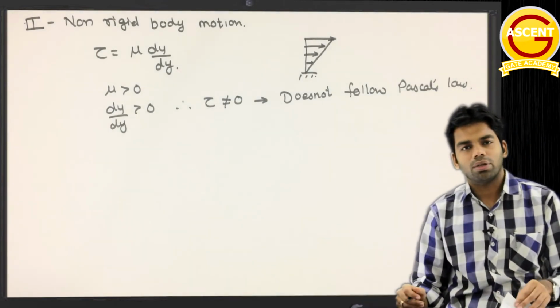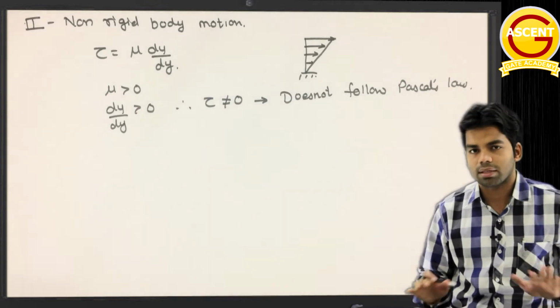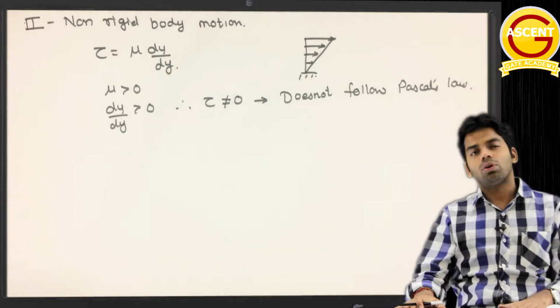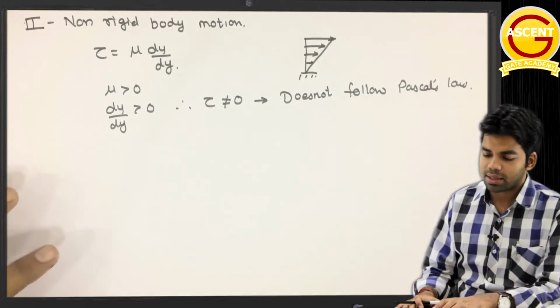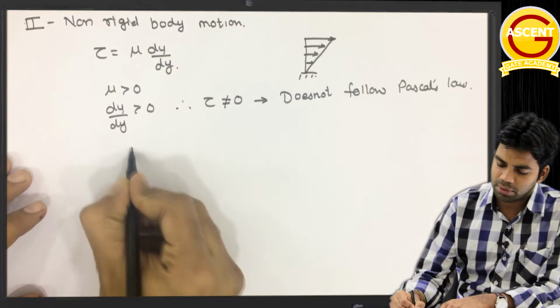Getting this or not? Okay, so if we have a real fluid which is following non-rigid body motion, then this will not follow Pascal's law. And as I told you, whenever it is following Pascal's law, the Mohr circle will be a point. Okay, now coming to the pressure and its measurement.